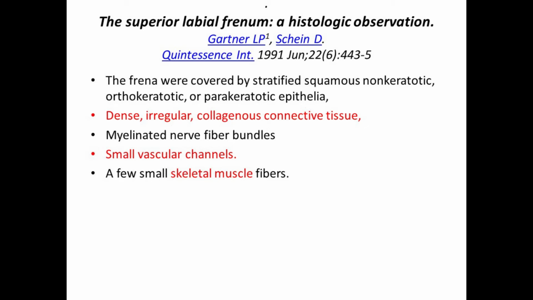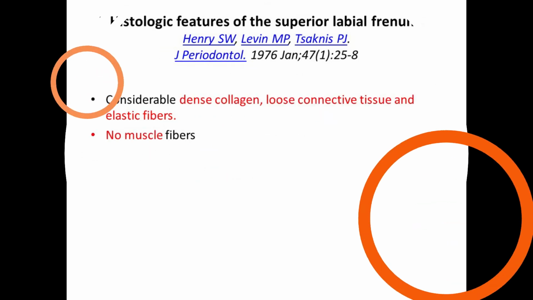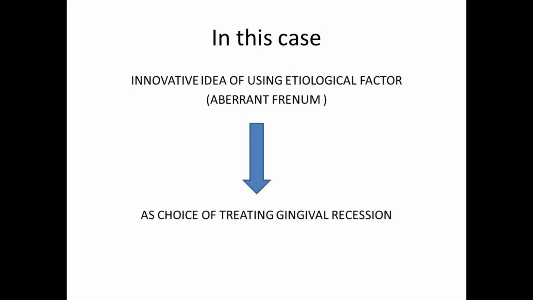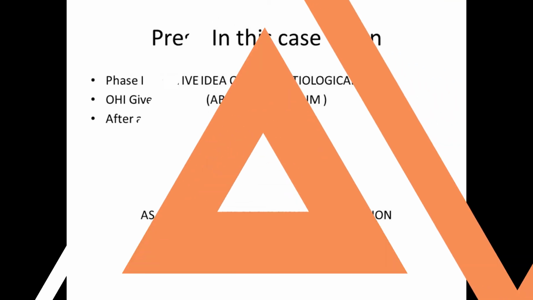According to the scientific evidence, the histology of the superior labial frenum has a stratified squamous non-keratotic, orthokeratotic or parakeratotic epithelium with a dense irregular collagenous connective tissue, and it also has myelinated nerve fiber bundles with small vascular channels, and a few small skeletal muscle fibers are also seen histologically. In addition, another scientific evidence also proves it has dense collagen, loose connective tissue, and elastic fibers with no muscle fibers in it. So on seeing this scientific evidence, in this case, we are going to use an innovative idea of turning an etiological factor, that is the aberrant frenum, as a choice of treating the gingival recession.